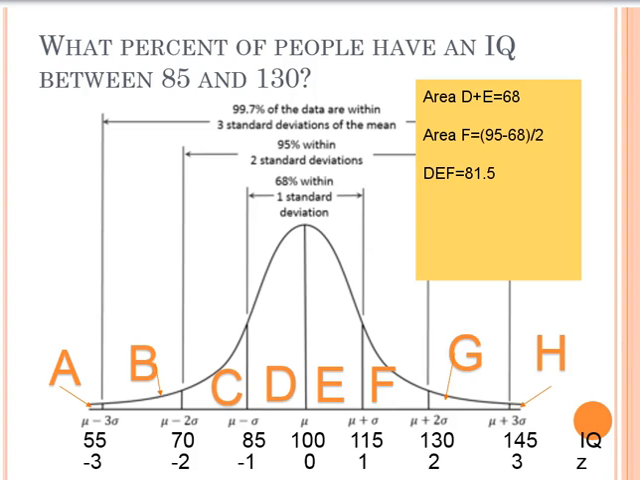So if we reach out 2 standard deviations, we'll capture 95% of the data. But we want to subtract out that middle portion. So we want to subtract out D and E and just focus on F. So we'll divide that then by 2 to be left with just F and remove the C. Adding those values together, we'll get the area of area D, E, and F, which is 81.5%. So 81.5% of people have an IQ between 85 and 130.